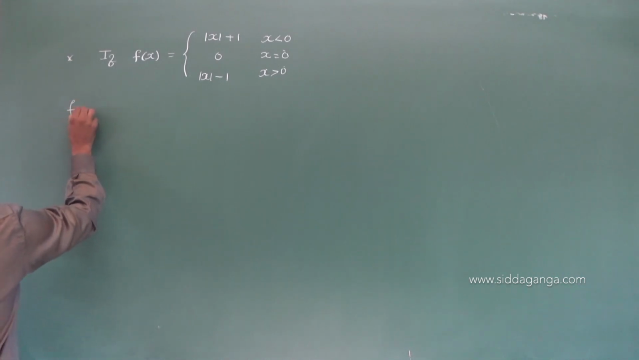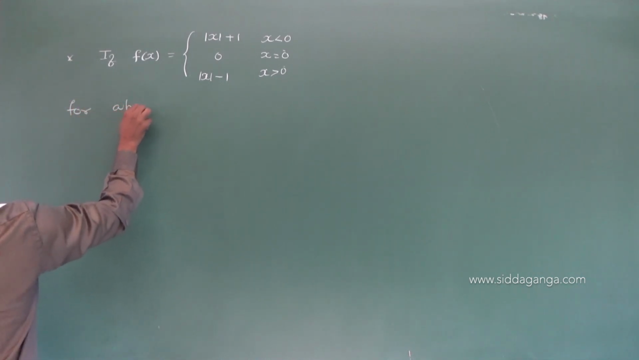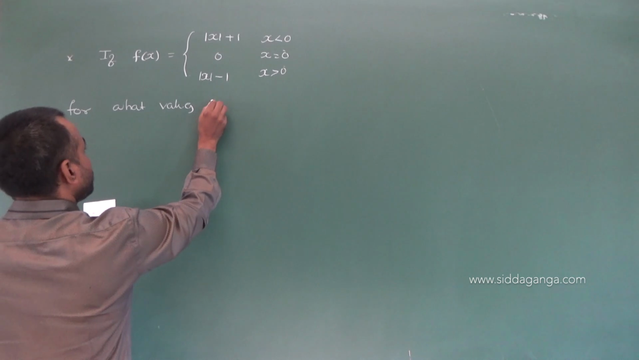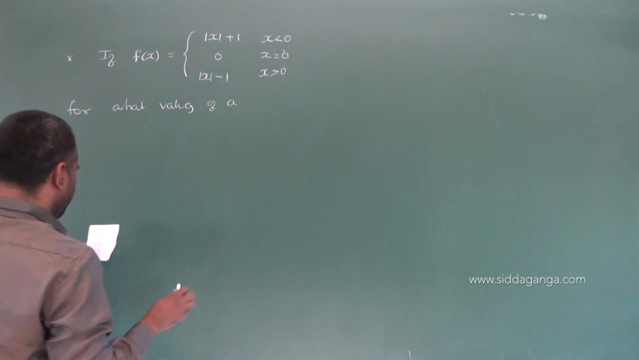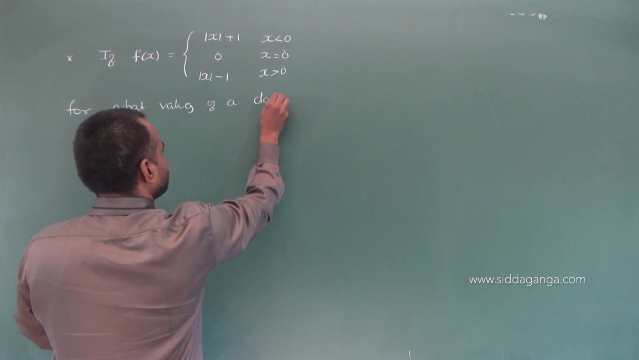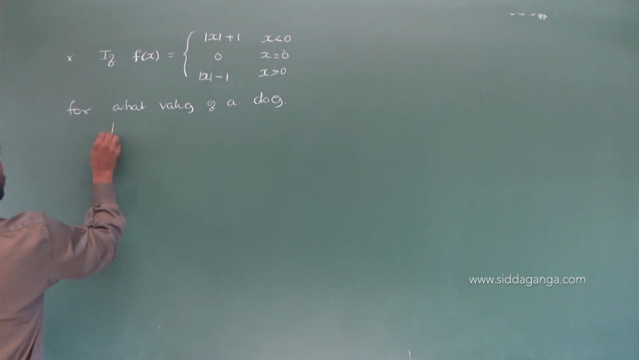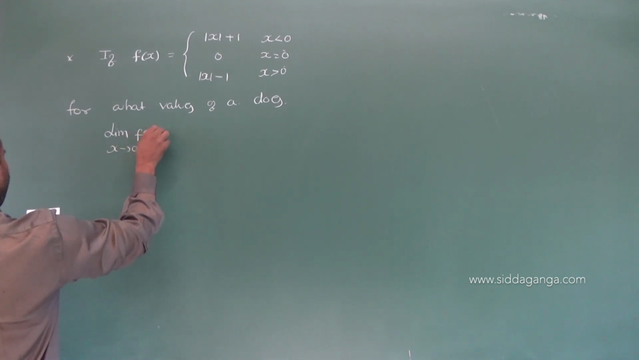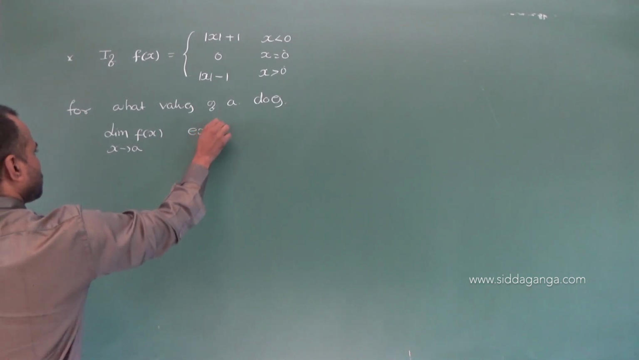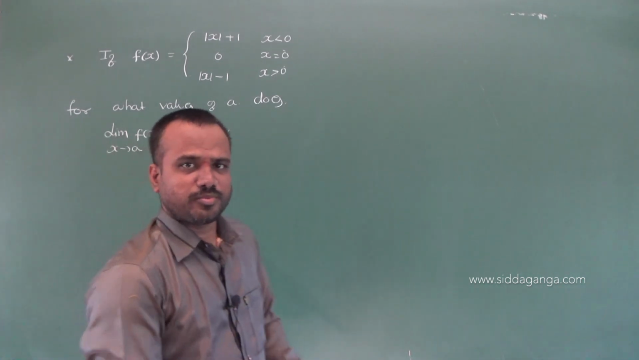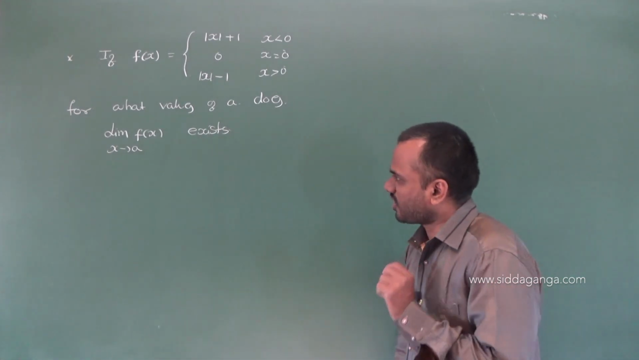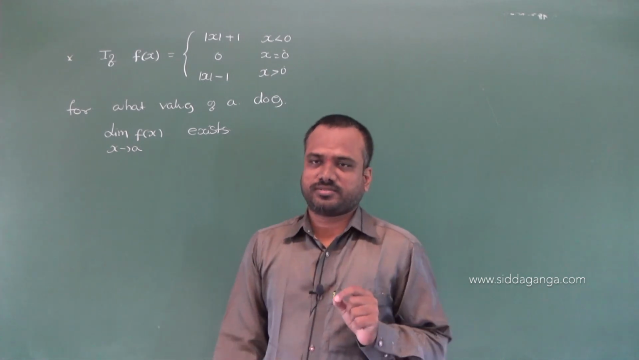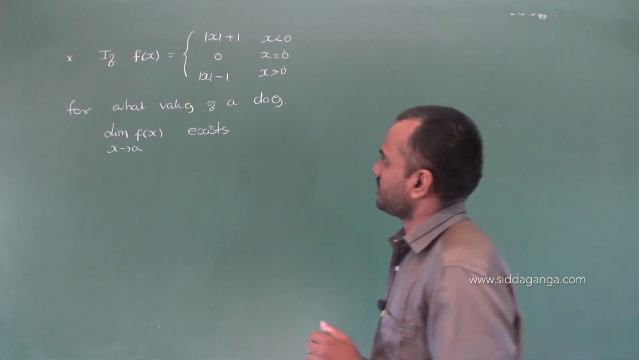What does he ask? For what values of a does the limit x tends to a of f of x exist? This is a very important concept. Observe here, for what values of a does the limit x tends to a of f of x exist? Correct? Okay.